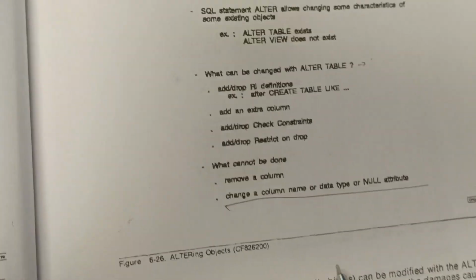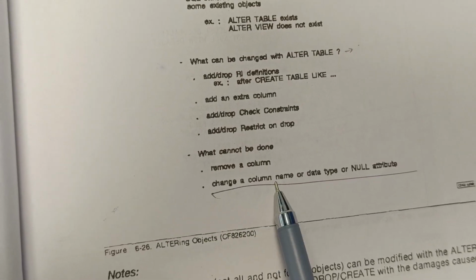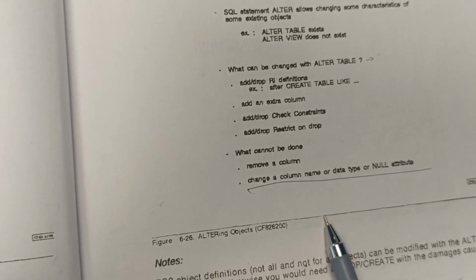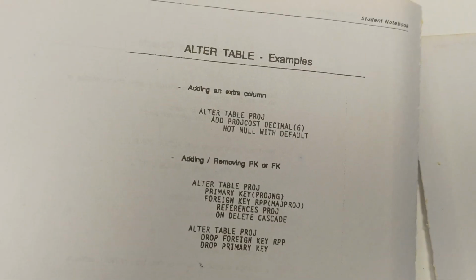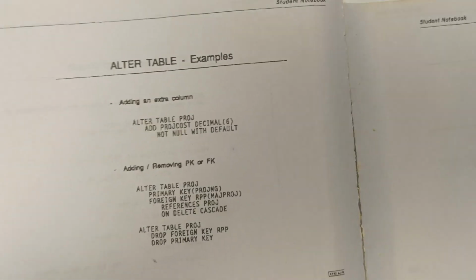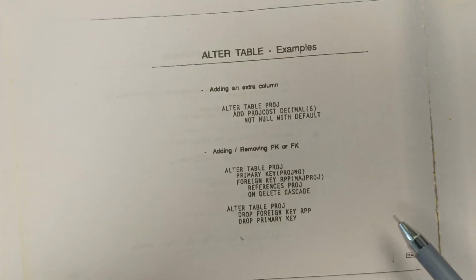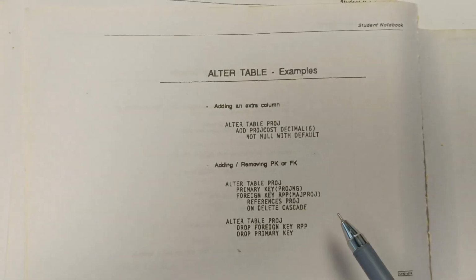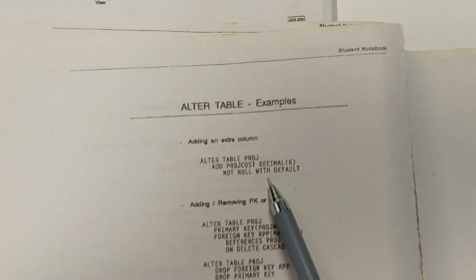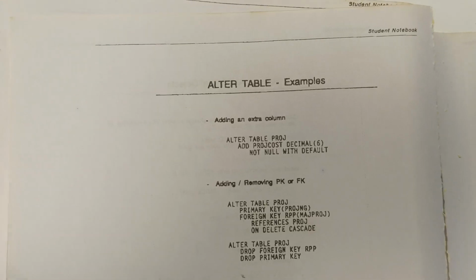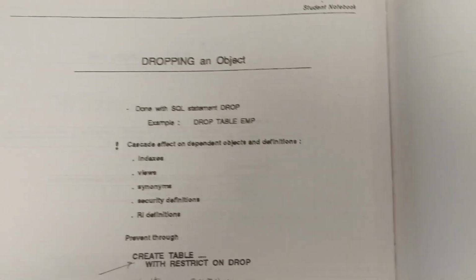If you want to change a column name or data type, it's better to drop the table and create a new one. This is the solution if you want to alter a column name, data type, and null attribute type. In this sample example, we have seen that we can add an extra column.